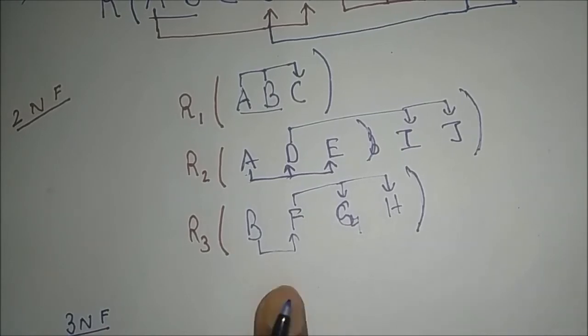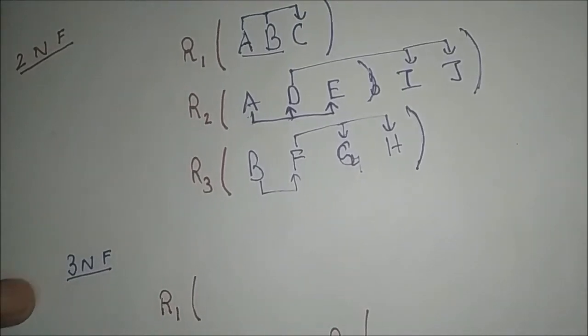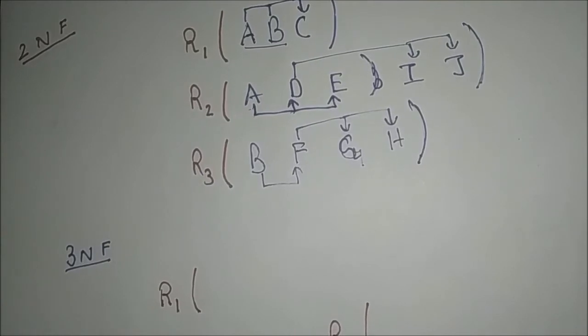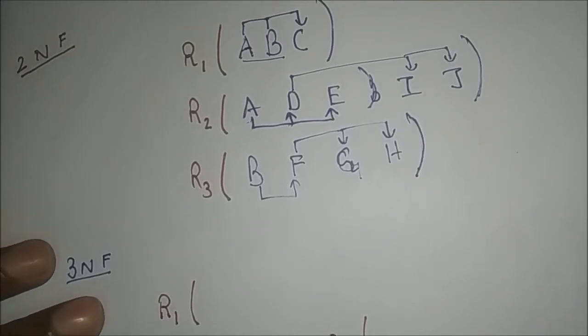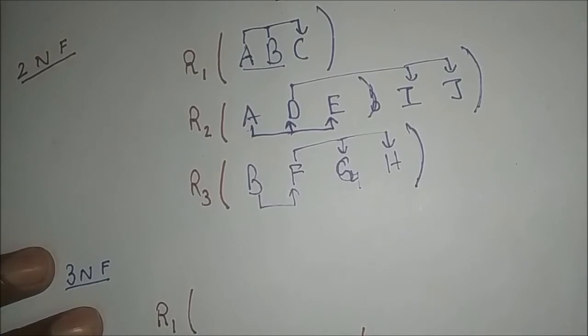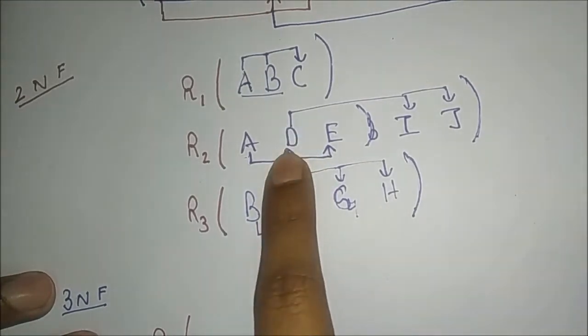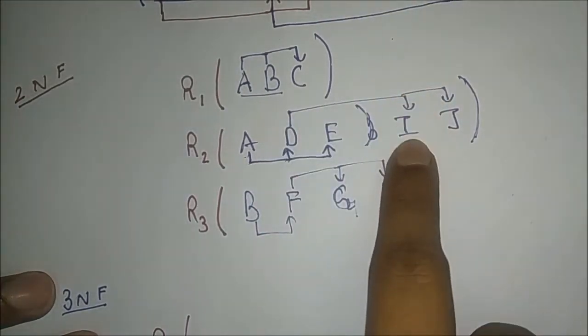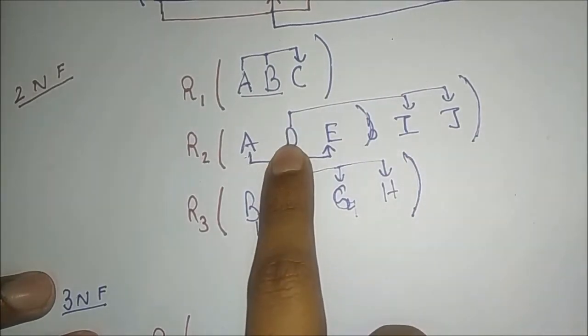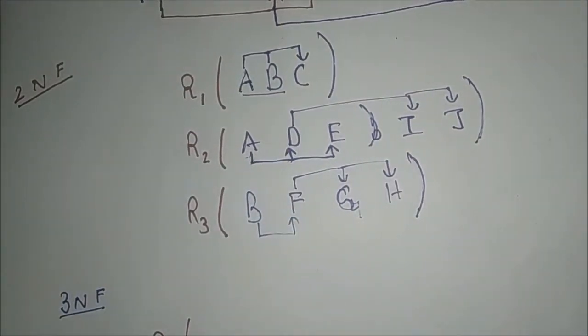Now we'll convert this 2NF relation into 3NF. 3NF removes transitive dependency. So what do we mean by transitive dependency? Transitive dependency means a non-prime attribute, the attribute which is not part of the candidate key. So here D is not part of the candidate key. From D we have dependency of I and J. So when one non-prime attribute depends on another non-prime attribute, this is called transitive dependency. So 3NF does not allow transitive dependency.